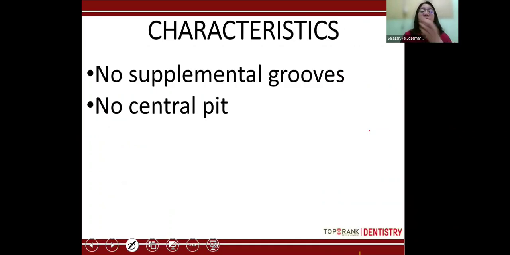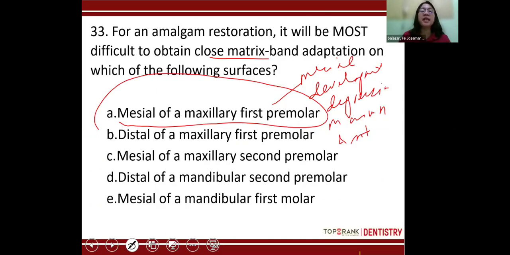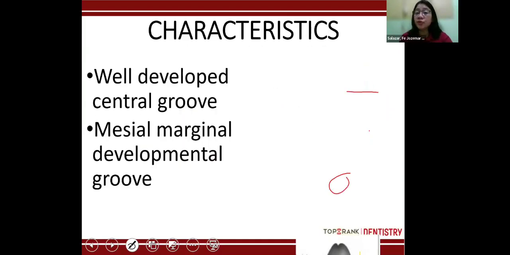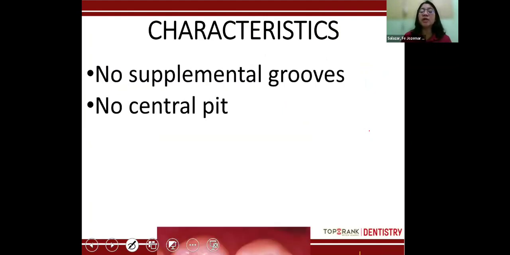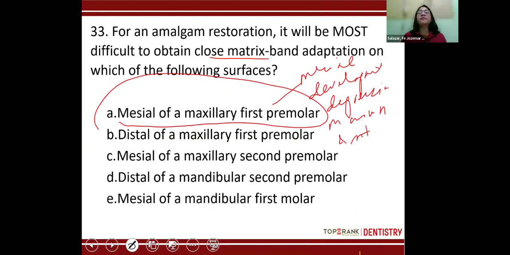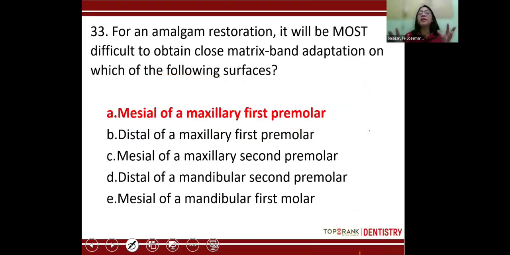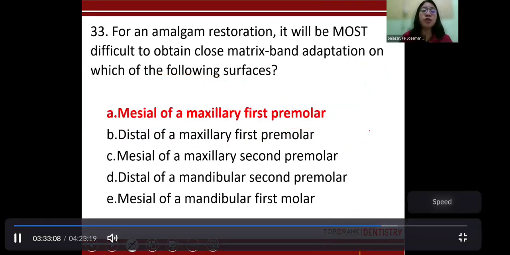Okay? So yan yung isa sa mga characteristics ng maxillary first premolar. Hindi lang siya merong mesial marginal groove, developmental groove that runs from occlusal to mesial surface. Meron din siyang mesial marginal, mesial developmental depression on the crown and on the root. Okay? Yeah, so hindi mo ma-adapt very well yung matrix band.